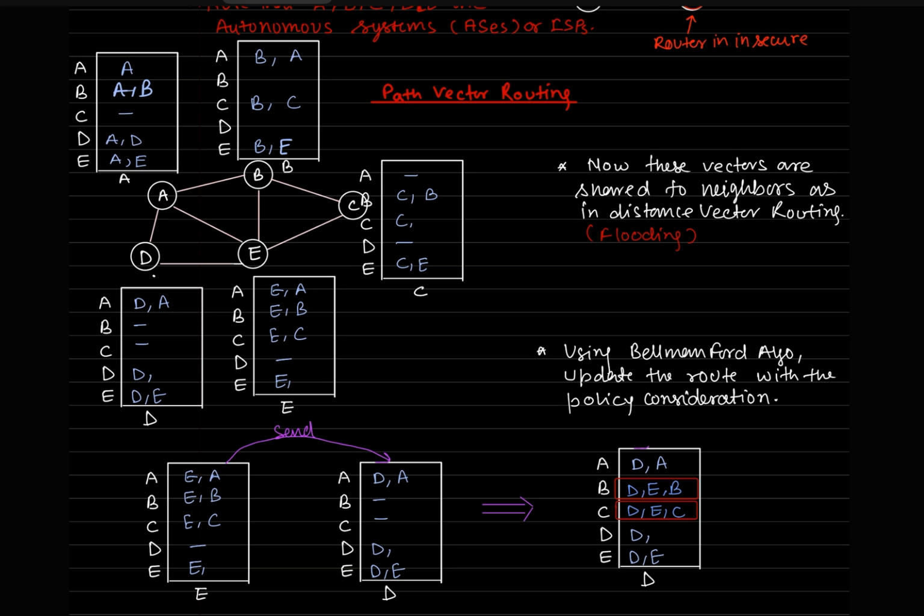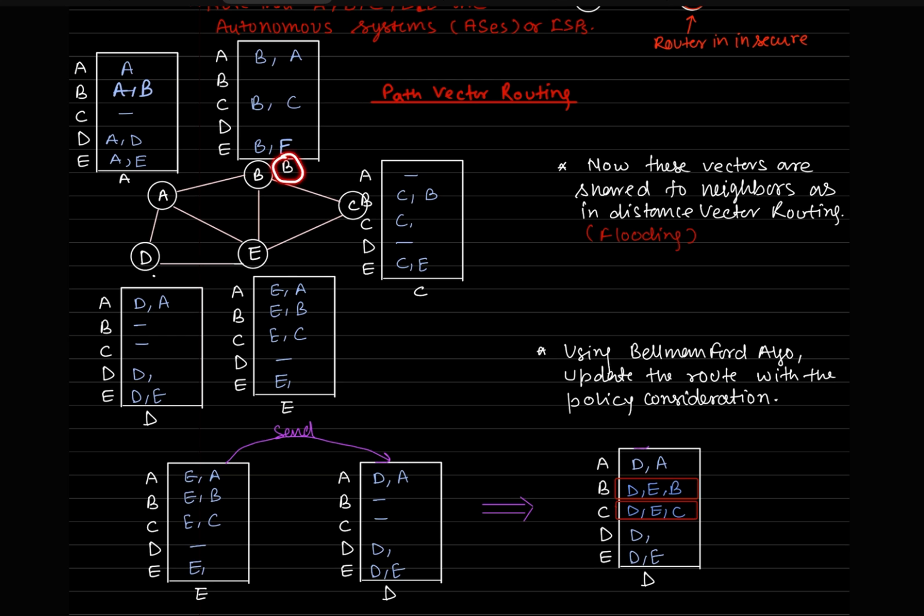Let's see, from A to C, is there a route? A to C, there is no direct route, so I have left this blank. Do we have a route from A to D? A to D, yes, we have, so I have written AD. Do we have a route from A to E? Yes, we have an A to E route, so we have mentioned the path.